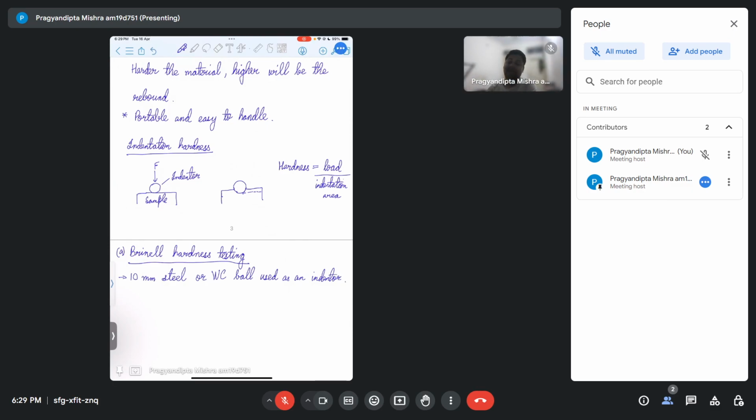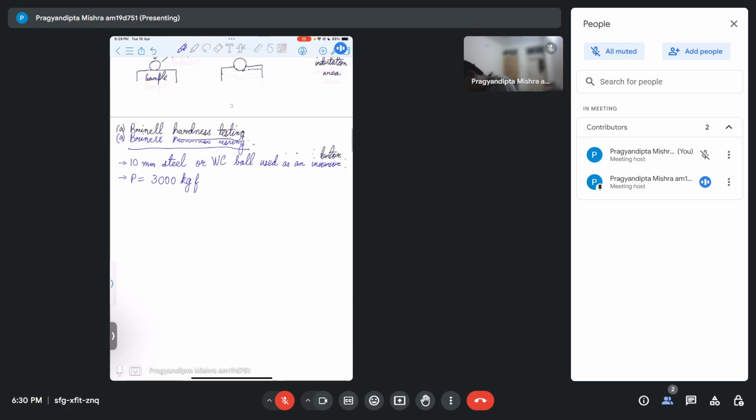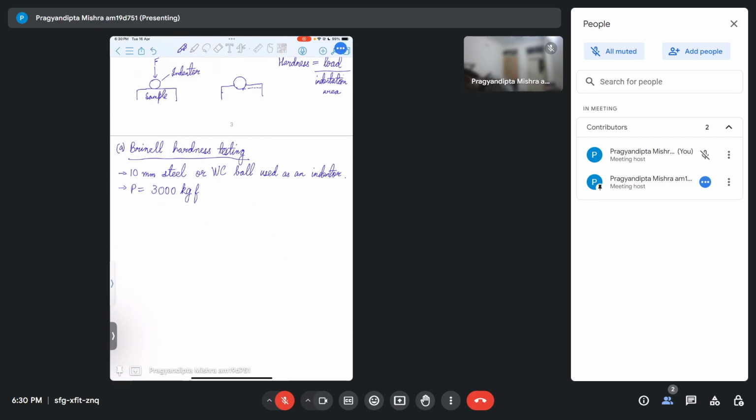Then the load that is being applied is also fixed. It's usually 3000 kgf, or 3000 kilogram force. That is also fixed. So here what happens is essentially, again, just like last time, we'll have the sample.